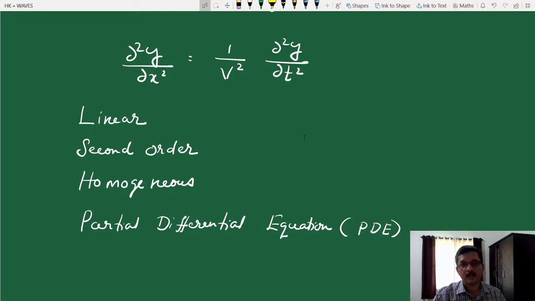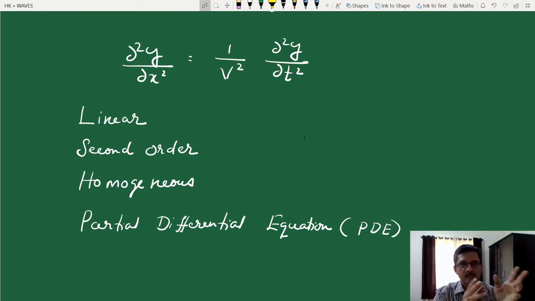Why is it a partial differential equation? Because the unknown function y depends on more than one variable. In this particular case, the unknown function y depends on x and t. When you take a derivative with respect to x, you keep the variable time constant and you differentiate with respect to x only. In other words, it's a partial differentiation. You are keeping one variable fixed and differentiating only with respect to the other variable x.